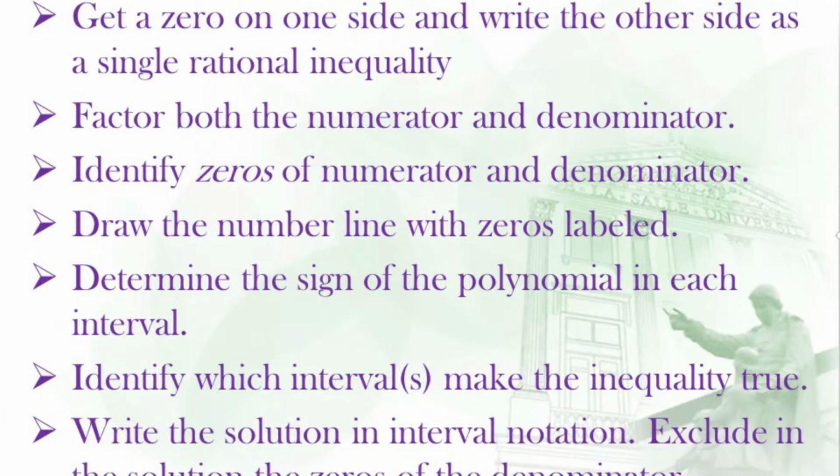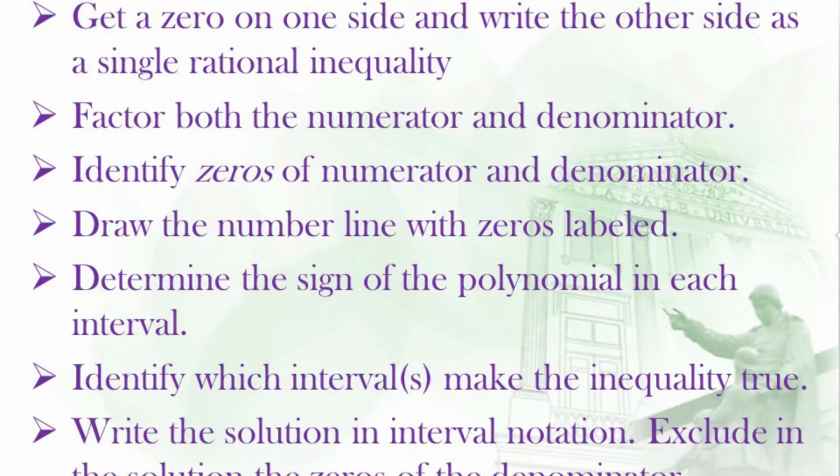Write the solution in interval notation. Exclude in the solution the zeros of the denominator. Take note, don't solve in the same way that we've solved equations that contain rational expressions. With equations, the first thing that we always did was to clear out the denominators by multiplying by the LCD. That won't work with solving rational inequality.